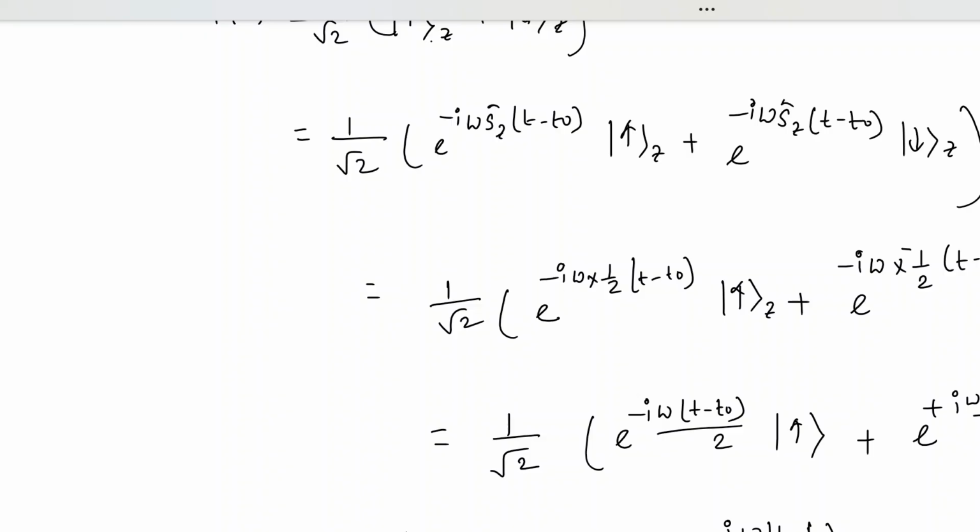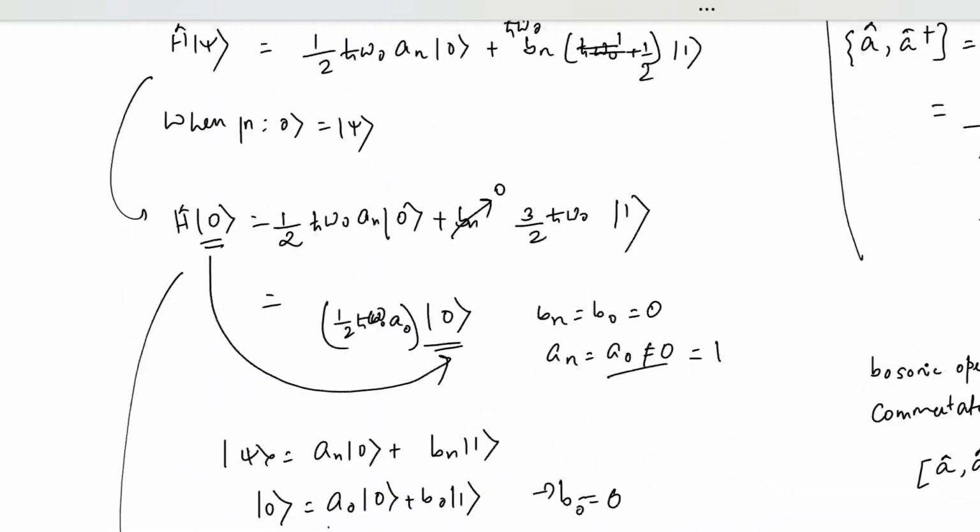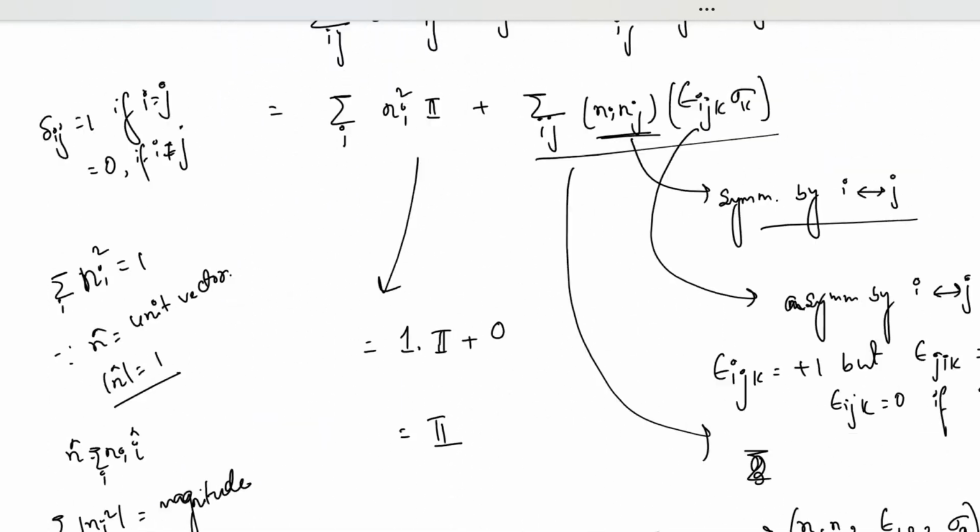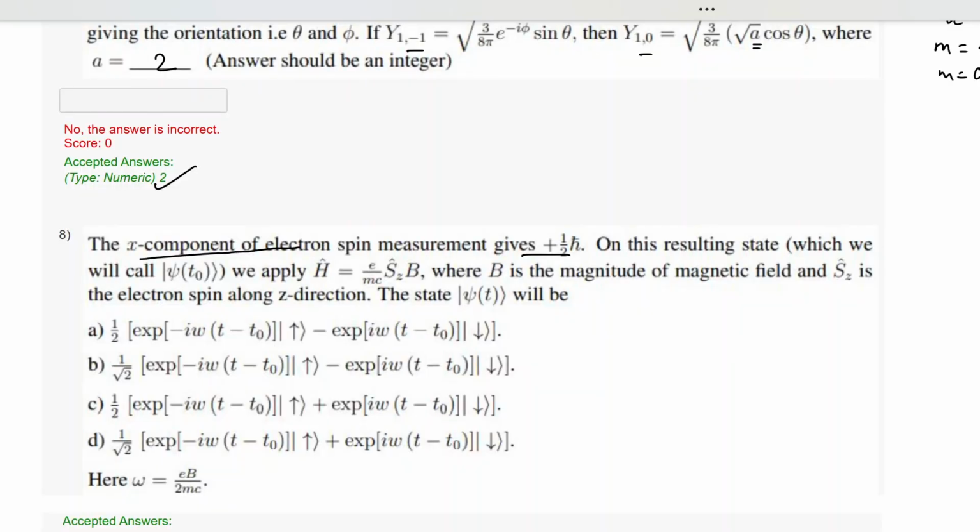So this is this thing plus e to the power of plus I omega t minus t naught down state. So this is your final answer of the state. So the answer is option number D. First term there is a minus sign, and the second term there is a plus sign.